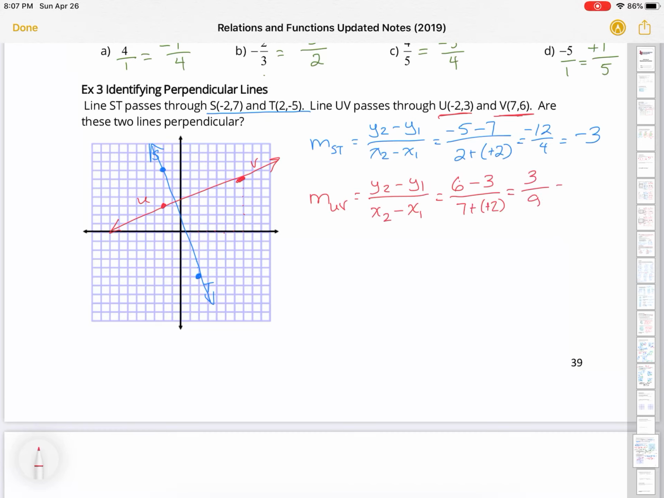So here 6 minus 3 is 3 all over, this becomes plus a positive, so over 9. 3 over 9 can reduce to 1/3. Now, -3 over 1 times 1 over 3 is equal to -3 over 3 or -1. So, yes, they are perpendicular.